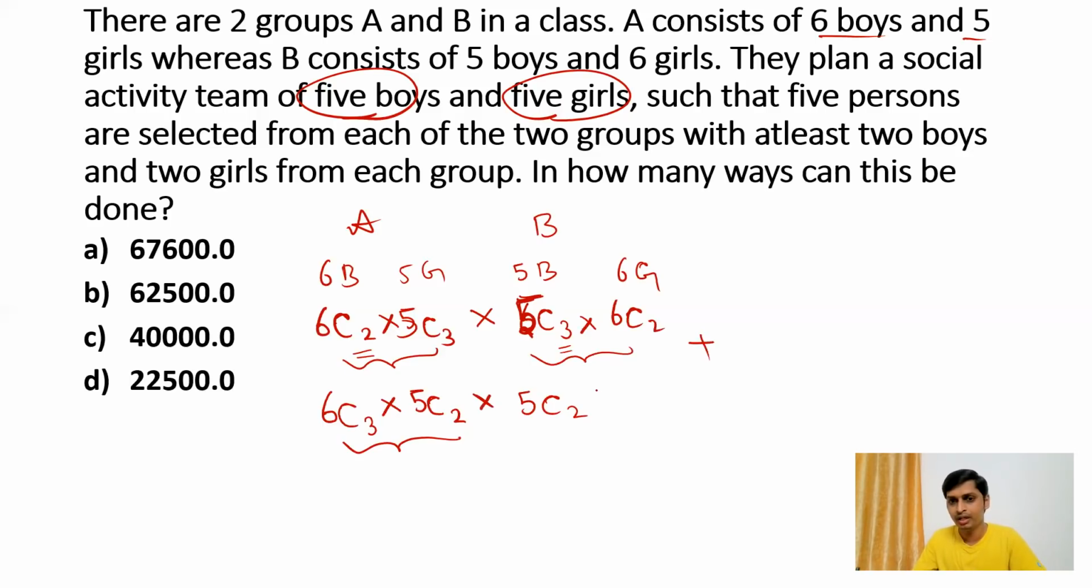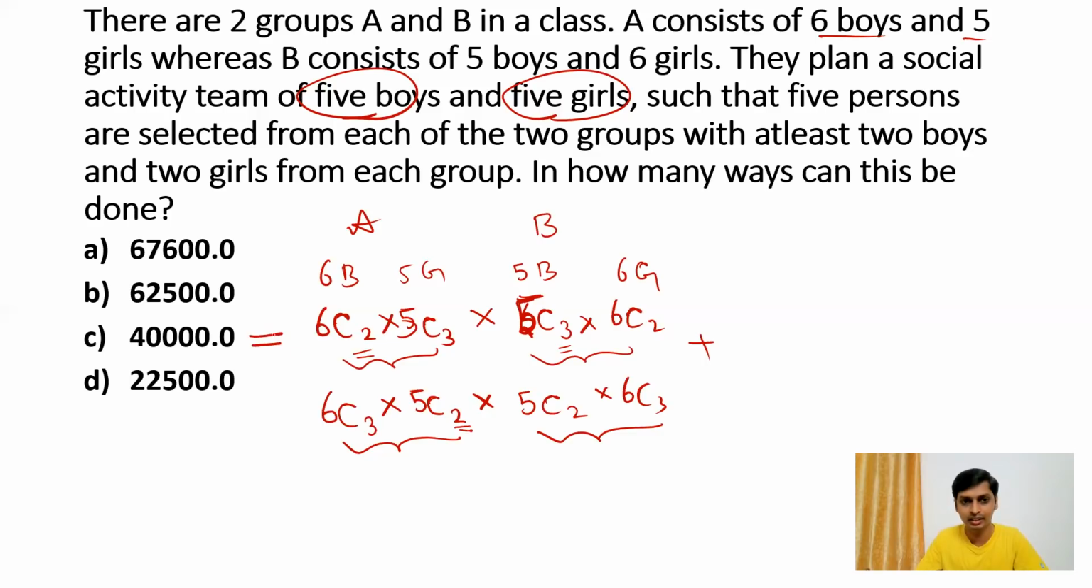And how many girls do you have to select now? You already selected 2 girls here. It means you have to select 3 girls now. Then only you will get totally 5 people here. So it is 5C2 into 6C3. I hope you understood how to select, right? Okay, now we have to solve 6C2 into 5C3 plus 5C3 into 6C2, plus you have a big series.